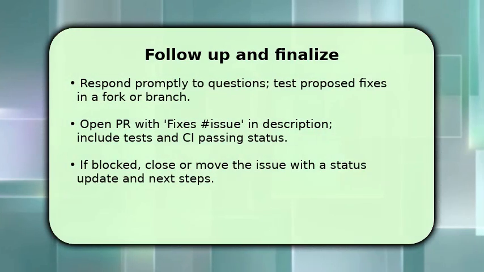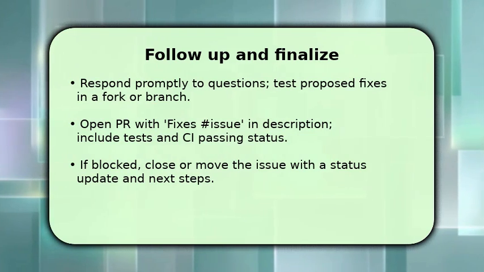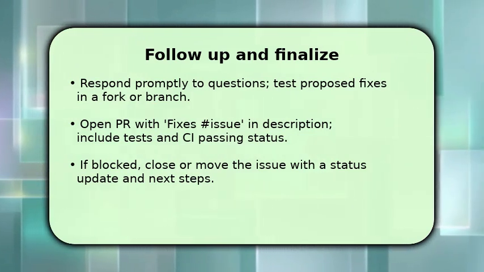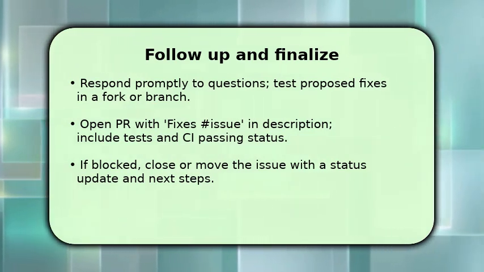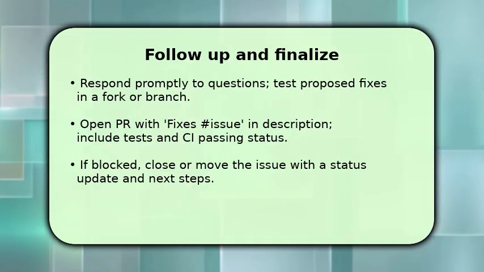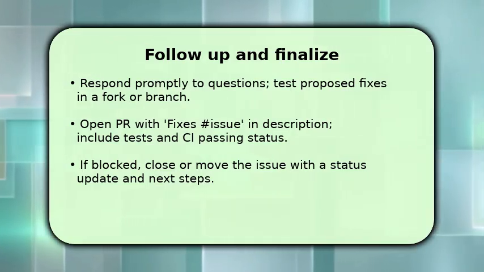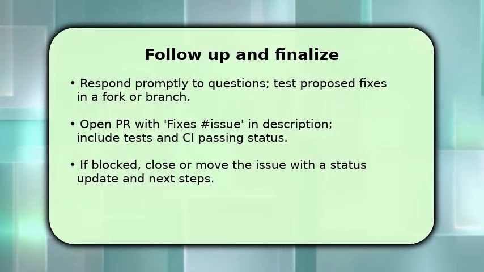You finish by actively following up. Respond to maintainers' questions, run tests, and validate patches in a forked branch. When you submit a pull request, reference the issue with fixes hash number, include tests, and ensure CI passes.